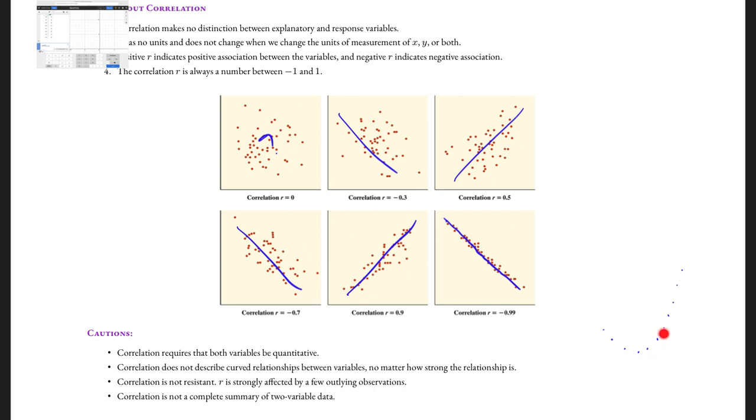R by itself is not good enough. We would need to supplement R with a scatter plot. And so we have the graphical display for the Q to Q case and a numerical summary, in this case, the correlation coefficient R.